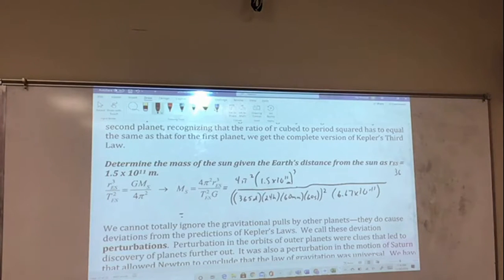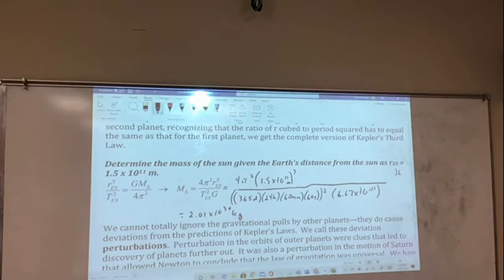So somewhere in the range of 10 to the 35th kilograms? On 10 to the 30th. 30th, okay. What times 10 to the 30th? 2.01. Let's round it out. Times 10 to the 30th kilograms. Okay, so somebody Google it and see what it is.